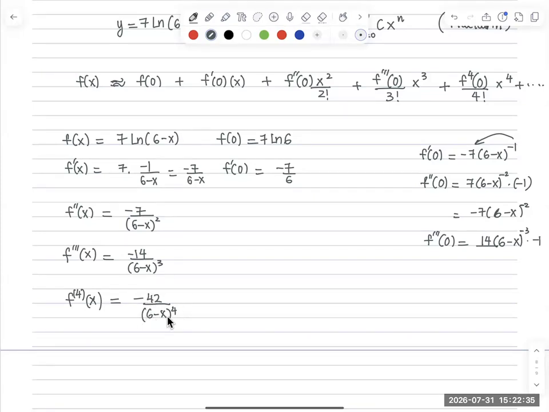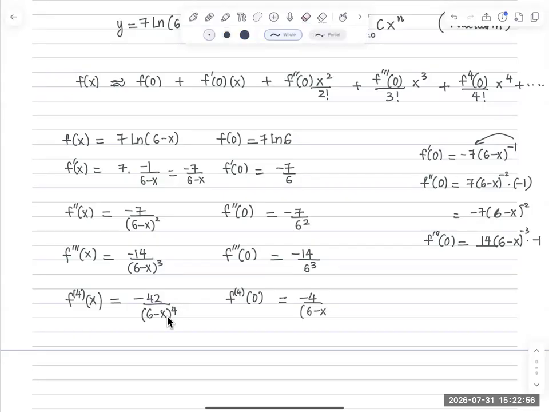Okay, and then f double prime of 0 is negative 7 over 6 squared. F triple prime will be negative 14 over 6 to the power 3. And for f4, we will have negative 42 over 6 to the power 4. And that will fill in f double prime, f triple prime, and f4 of 0.